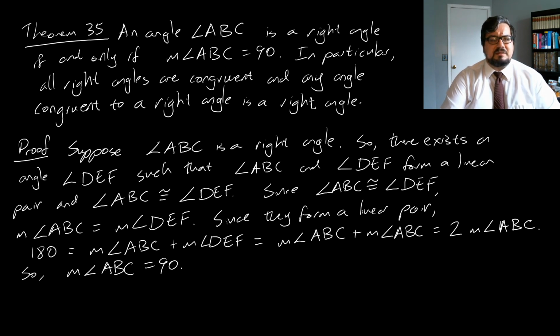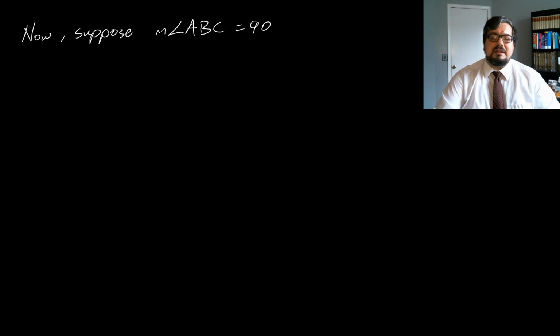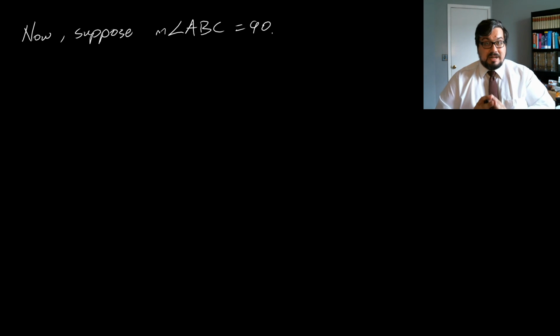And let me do this on the next page so I'm not trying to cram it in. So now let's suppose that the measure of angle ABC is equal to 90. We want to show that the angle ABC is a right angle. This means we have to show that it forms a linear pair with some angle that it is congruent to.